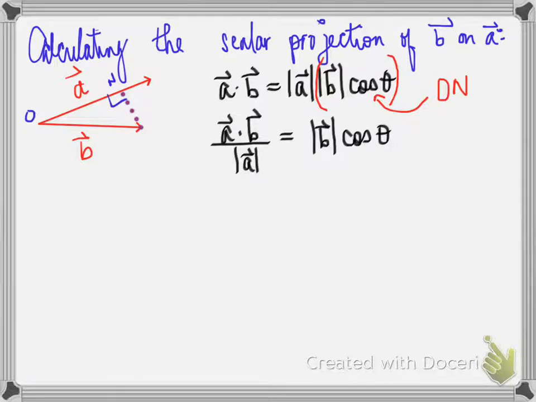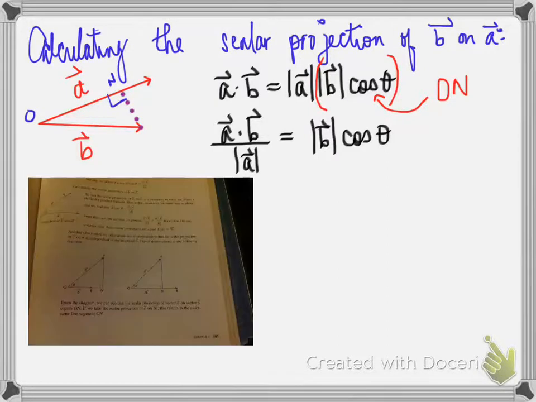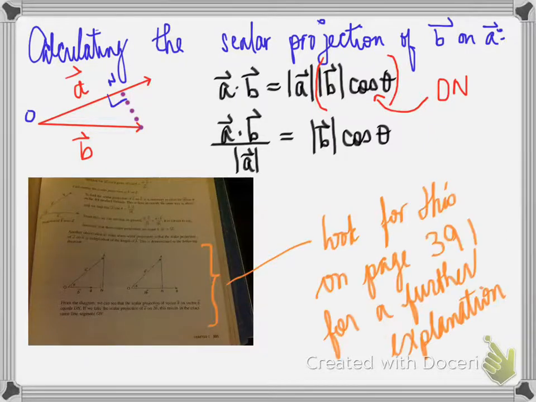Remember how I had you remember the formula. If it's B on A, it'll be the dot product over the magnitude of A. So it looks like the dot product is on A. Now looking in the textbook, if you look on page 391 for further explanation of this, you're more than welcome to look for it and research for yourself. Next part.